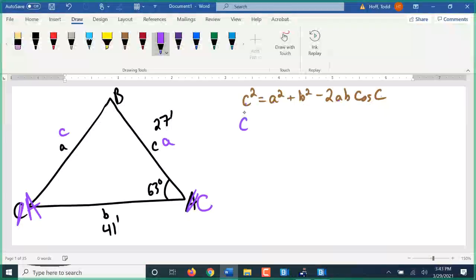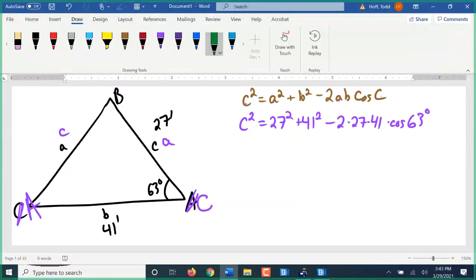So here, it's going to be 27 squared plus 41 squared minus 2 times 27 times 41 times the cosine of 60 degrees. Yeah, if you're okay with switching the letters like that, you're going to come up with the same formula. Usually it would be A squared equals that. Yeah, you'll get the same number.